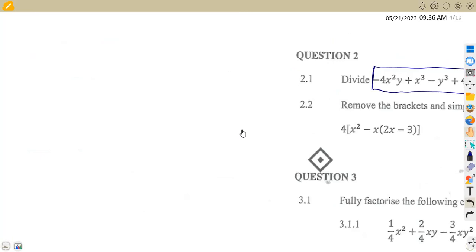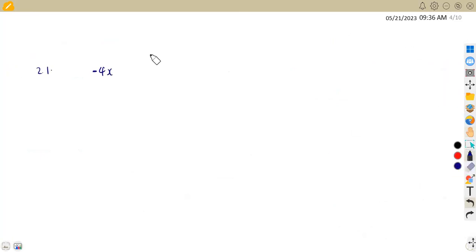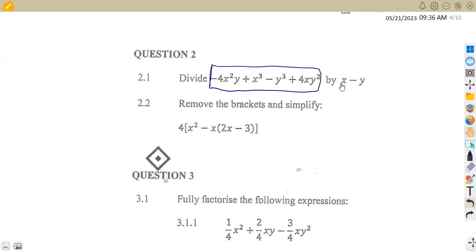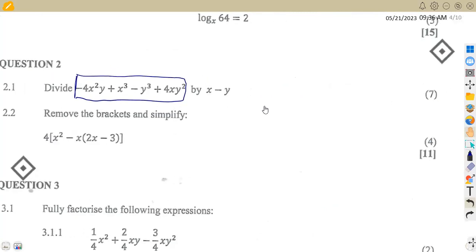All right, so this is 2.1. We're given to divide minus 4x. Okay, is it minus 4x? All right, minus 4x squared exactly. Okay, plus x cubed minus y cubed plus 4x y squared, like this. Okay, so this is the expression that you're given. Then we are asked to divide by x minus y, and that was 7 marks.